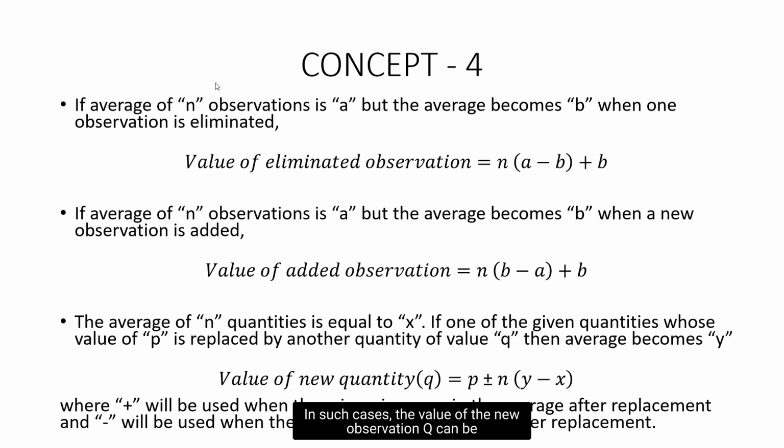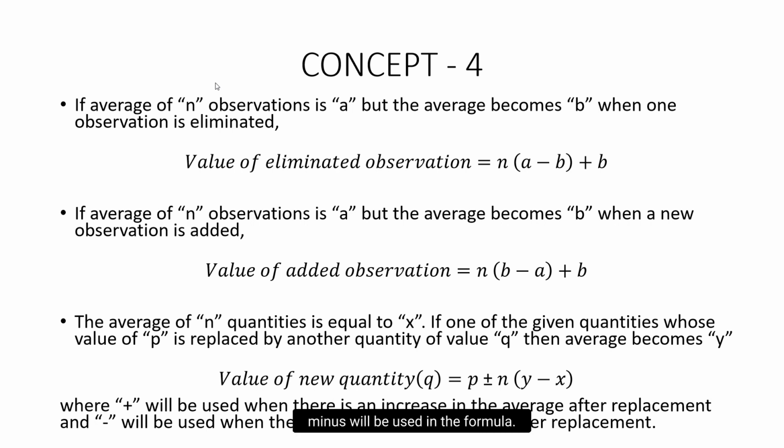In such cases, the value of the new observation q can be written as q is equal to p plus or minus n of y minus x, where x and y refer to the initial average and the new average, n refers to the number of observations, and p refers to the value that is getting replaced. Here, if the average is getting increased after the replacement, then plus will be used in the formula, and if the average decreases after replacement, minus will be used in the formula.